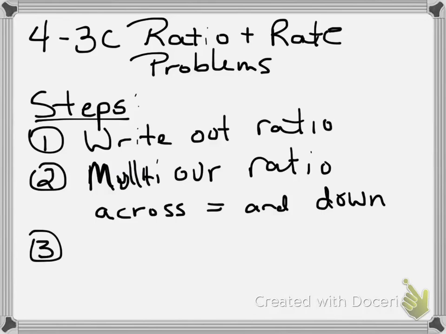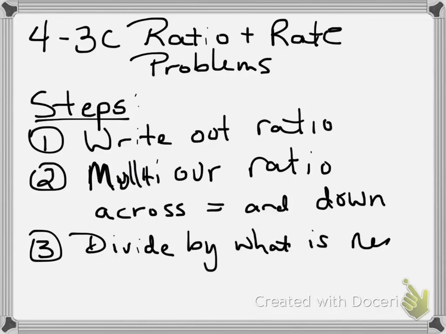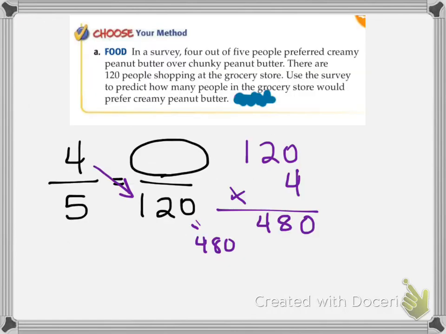Now our third step is we're going to divide by what is next to it. And remember, you should be writing these sample problems out too, so that way when you look at your steps, they're making sense. So back here on our problem, we had 480, and now we're going to divide by 5 because that's what's next to it.